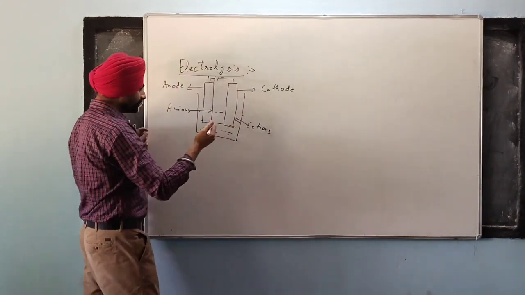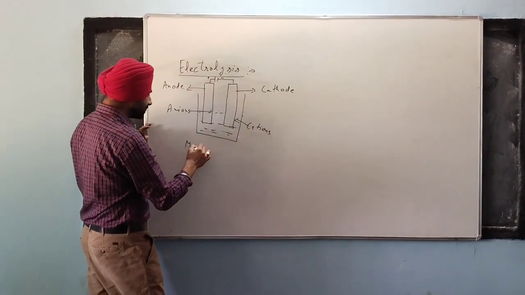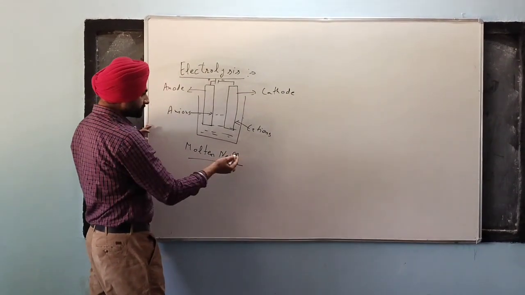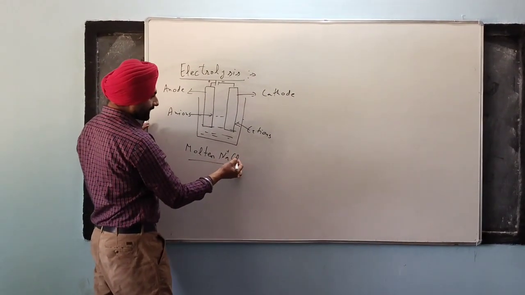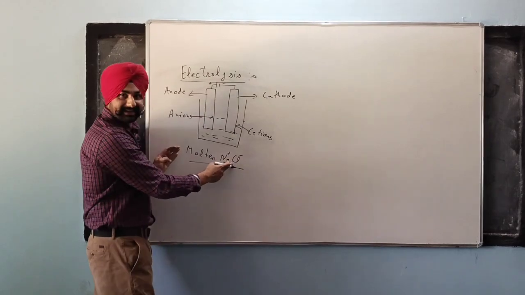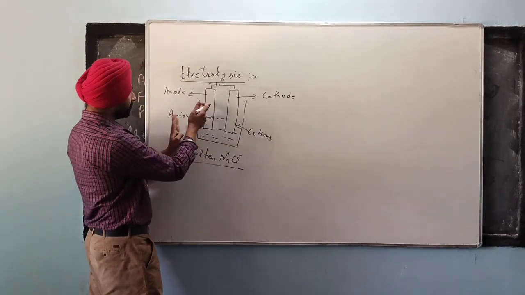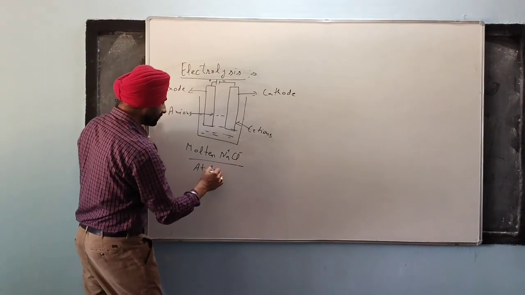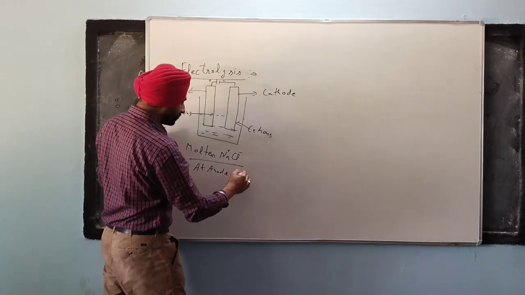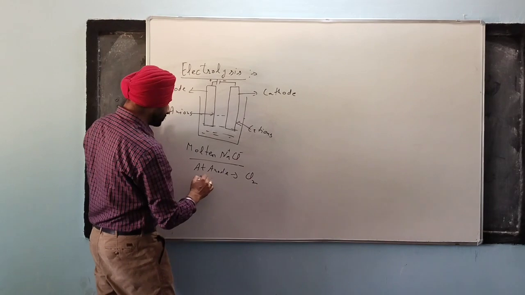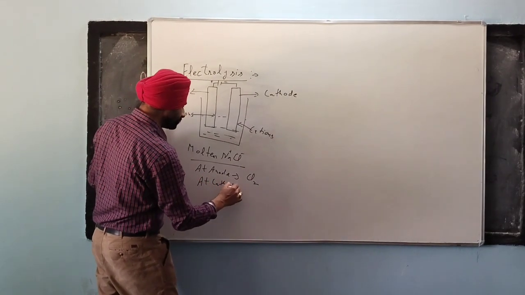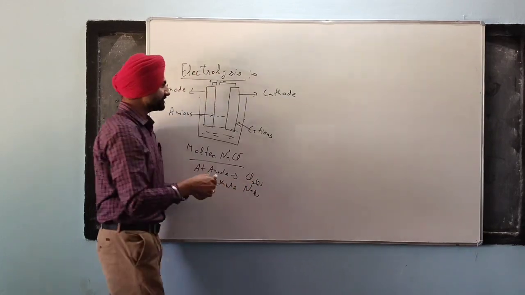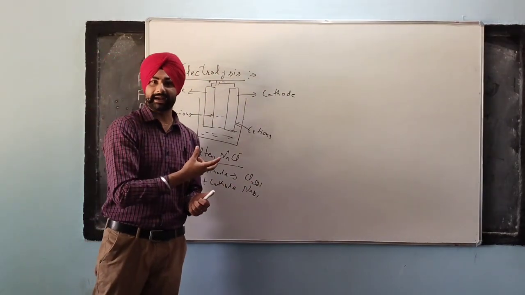Suppose we take the example of molten NaCl, molten sodium chloride. In this process, sodium is the cation, chloride is the anion. So chloride will be evolved on the anode in the form of chlorine gas. So at the anode, Cl2 will be formed, and at the cathode, solid sodium will be formed. Chlorine is a gas. So this is some idea of electrolysis.